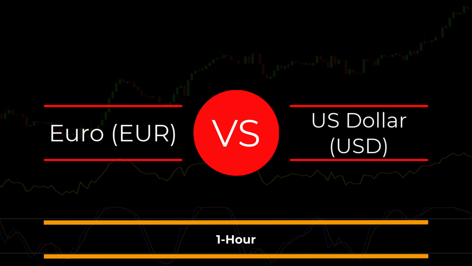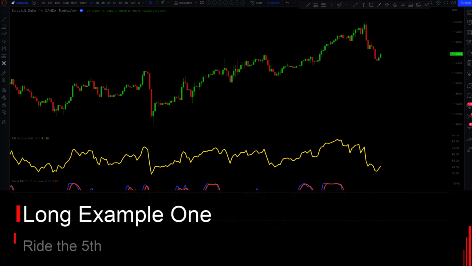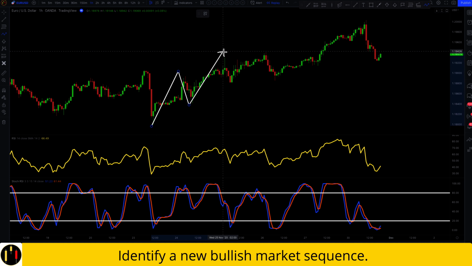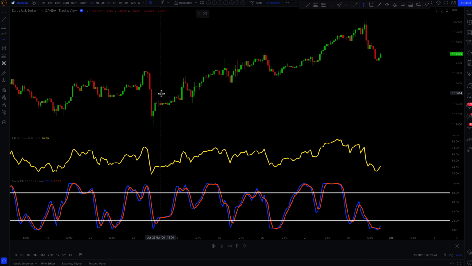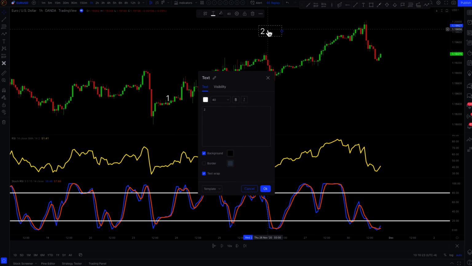This chart is Euro versus the US dollar 1-hour candles. So here we're going to identify a new market sequence, a series of higher highs and higher lows. We're going to label the first move up as wave 1 and the first move down as wave 2. And everything up after that is going to be wave 3.